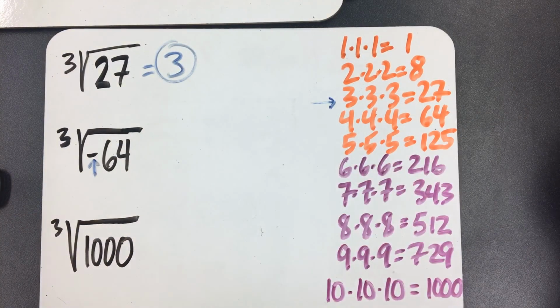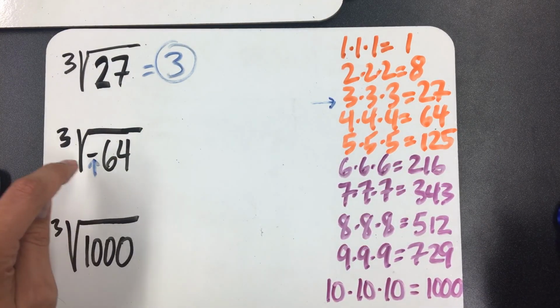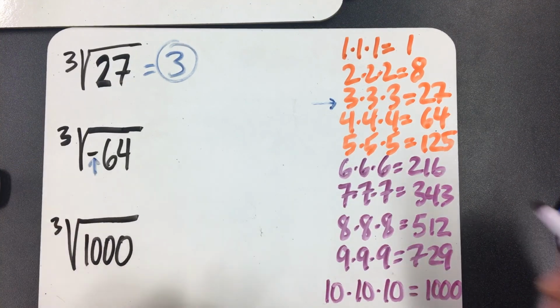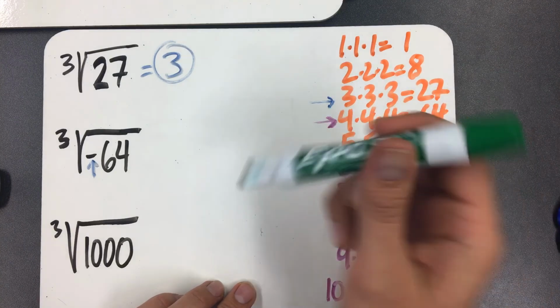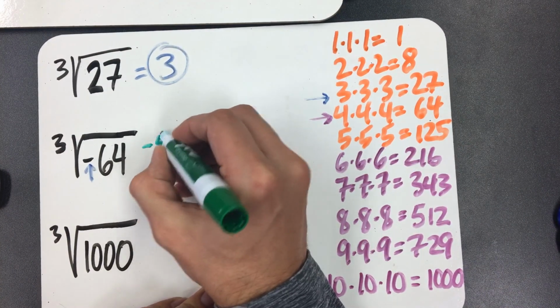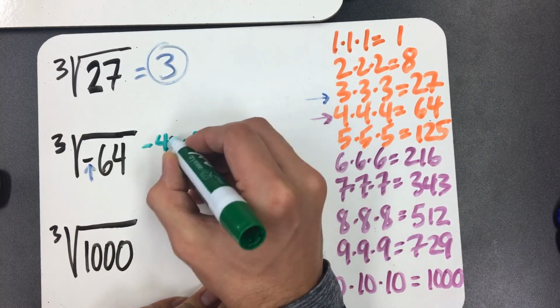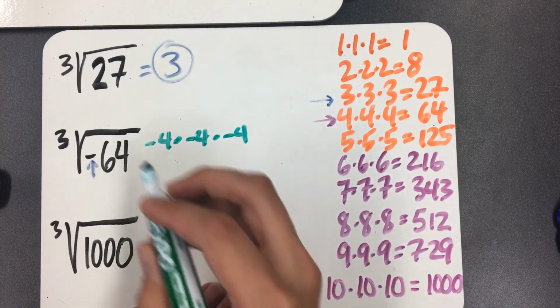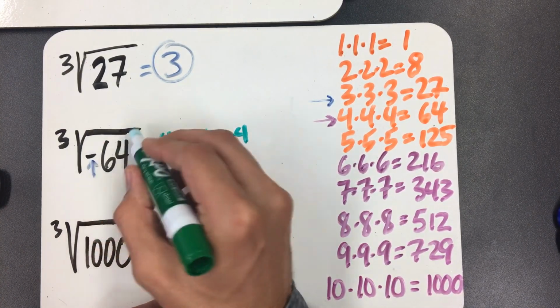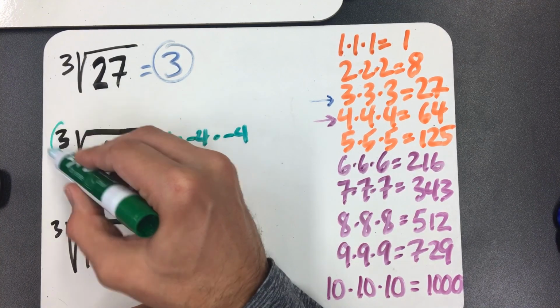Can I have a number times itself 3 times that equals a negative? Like, look, here's 64. It's right here. Could this one be negative 4? Sure, it could, right? You can have negatives on the inside if it's a cube root. Negatives on the inside of the radical symbol are okay if this is cube root.